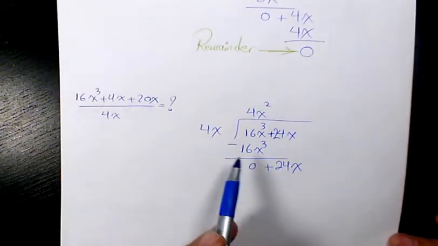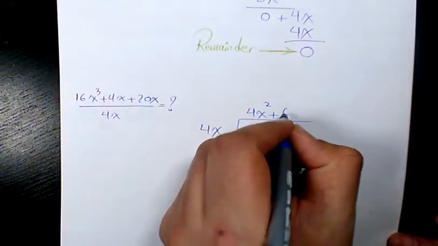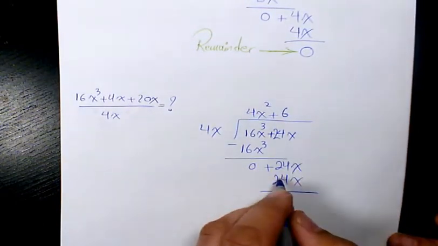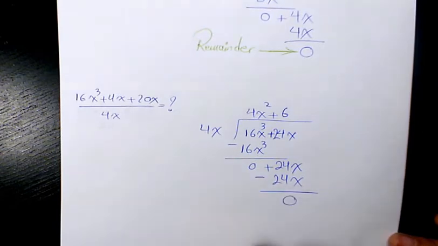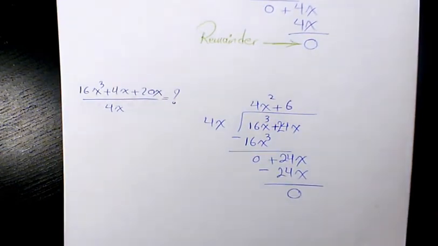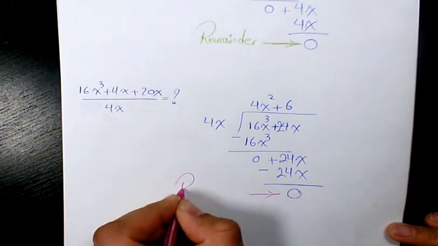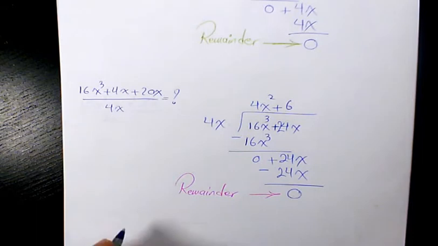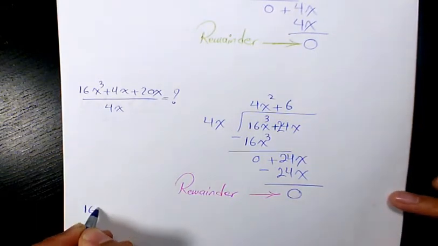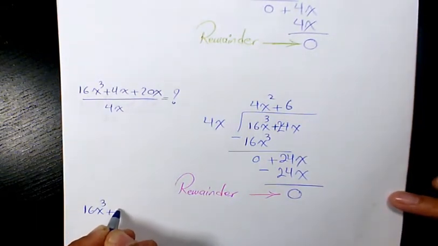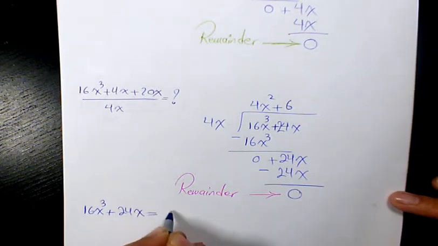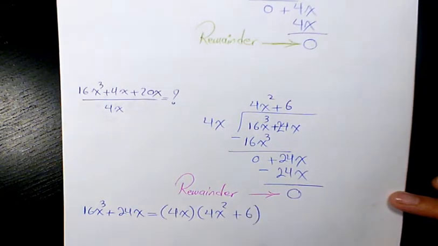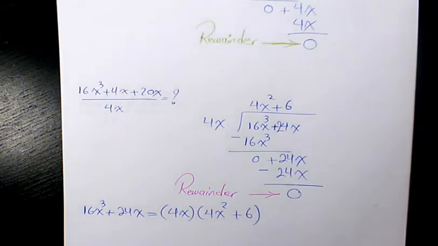So 24x divided by 4x is going to be 6. Then 6 times 4x is going to be 24x. 24x minus 24x is going to be 0. So again, it's divisible. So this is the remainder, and this is the quotient. So we can also say that 16x cubed plus 24x will be equal to 4x times 4x squared plus 6, because there is no remainder.